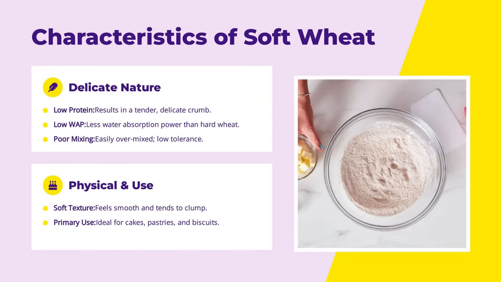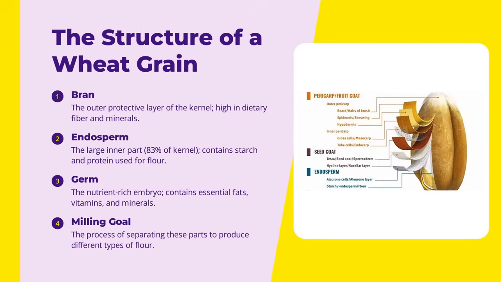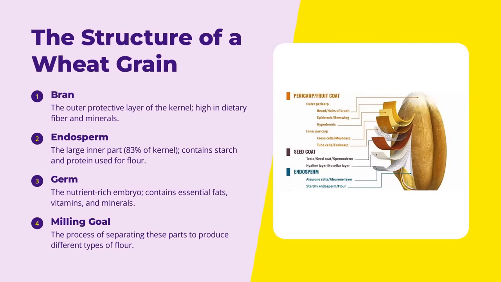Now that we understand the different wheat varieties, let us study the structure of a wheat grain. The first component is the bran. Bran is the outer protective covering of the wheat kernel. It is rich in dietary fiber, vitamins, minerals, and antioxidants. Although highly nutritious, excessive bran particles can interfere with gluten development.